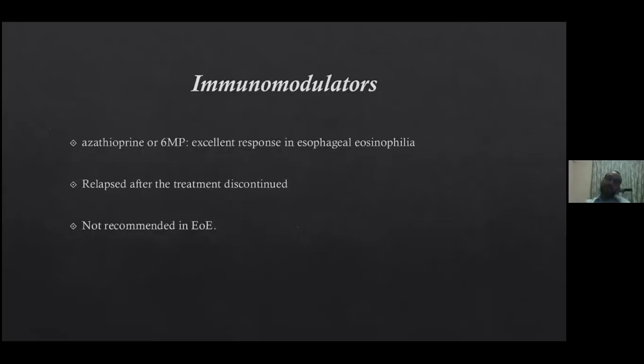Immunomodulators, such as azathioprine or 6-mercaptopurine, give an excellent response in esophageal eosinophilia. The problem is relapse after the treatment is discontinued, so it is not recommended to treat eosinophilic esophagitis.